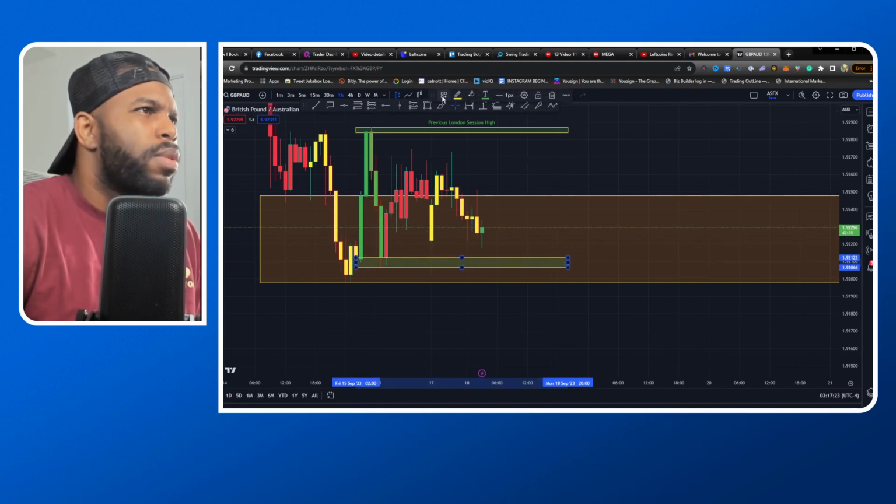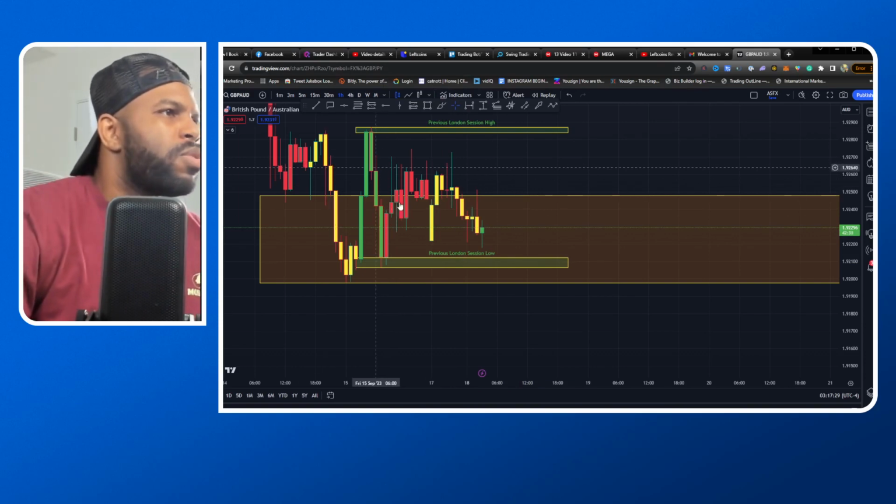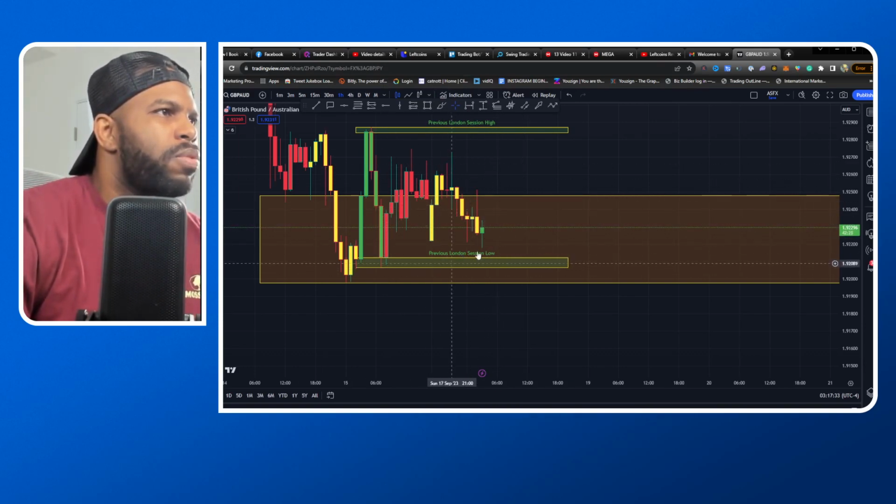All right, go to our templates. We want to name that the previous London session low. All right, so these are the two zones that I'm playing with when it comes to the previous London session highs and lows.